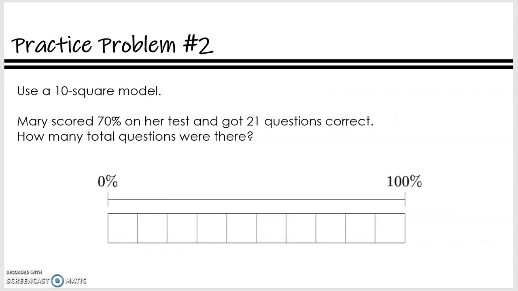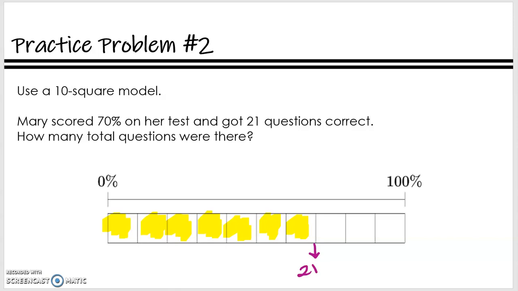So let's look at the next problem, but this time we're going to use our 10 square model. Okay. Mary scored 70% on her test and got 21 questions correct. How many total questions were there? Remember, step 1 is to shade what 70% would be. So that's going to be 7 squares. 4, 5, 6, 7. Okay. And the total that she got correct is 21. So if you add all these squares up, we get 21 correct.